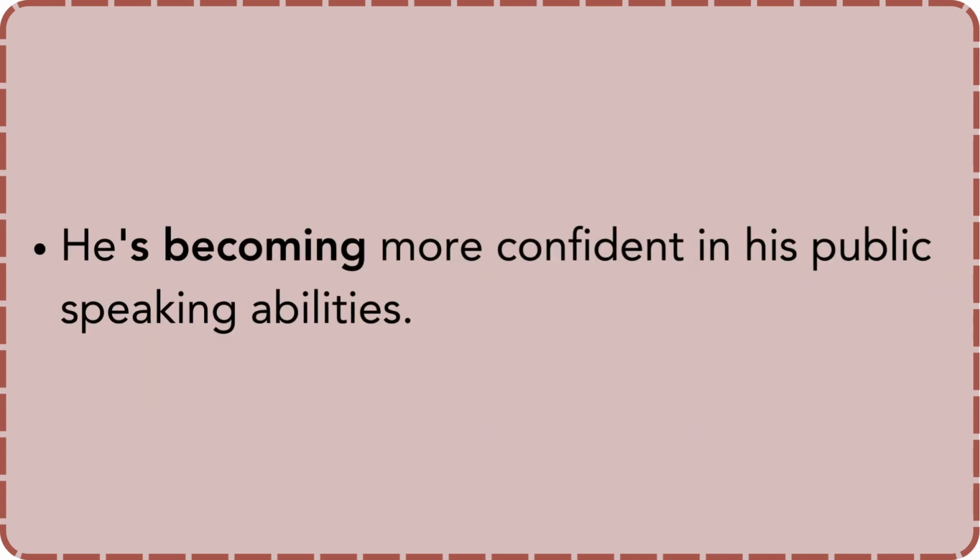He's becoming more confident in his public speaking abilities. In this example, the present continuous, is becoming, suggests that he is currently experiencing an increase in confidence in his public speaking skills. It denotes a developing or evolving change.